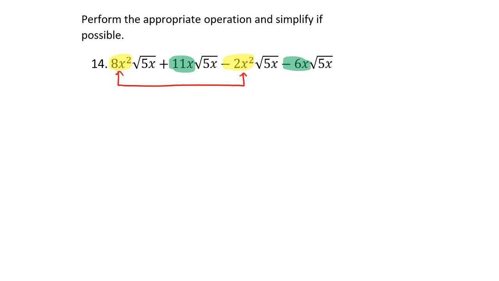So if I have 8x squared minus 2x squared, that's going to give me 6x squared with a square root of 5x. Then the 11x and the minus 6x, they're both just a single x, so we can put those together. 11 take away 6 is 5x, square root 5. And that's as good as it gets.